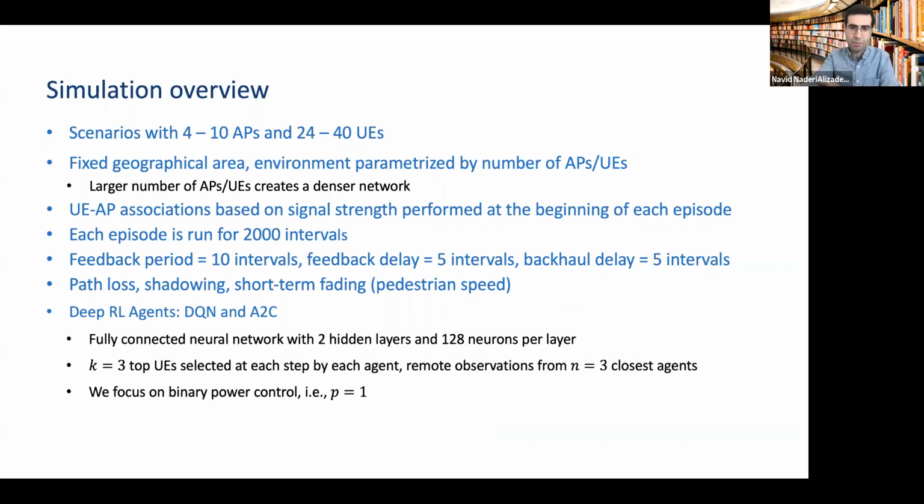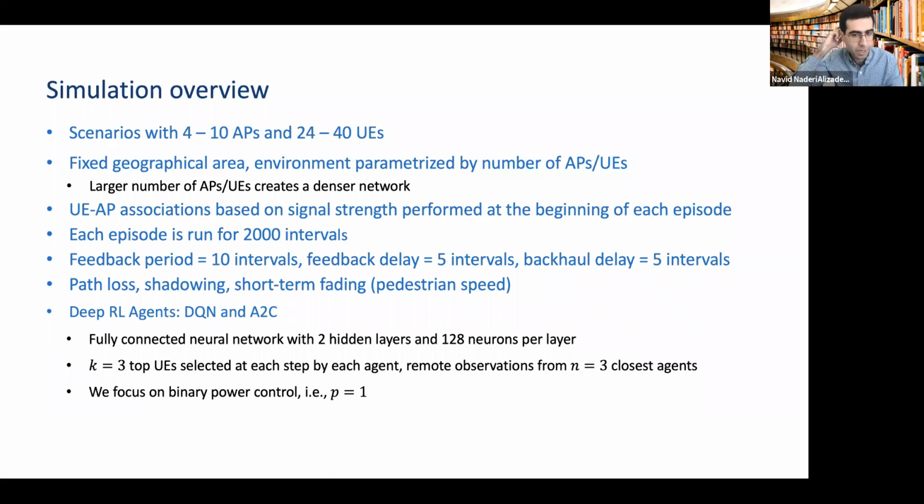Now I'll set up the parameters for showing you the results. Again, I won't go through all of these, but we look at a range of scenarios from 4 to 10 APs and 24 to 40 UEs. We look at a fixed geographical area, so as we increase the number of APs or UEs, we are densifying the network accordingly. And each episode is run for 2,000 intervals. So we have 2,000 time steps, each one, let's say, a millisecond. So we have about 2 seconds per episode in terms of the actual transmission time.